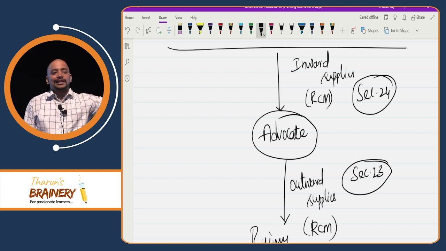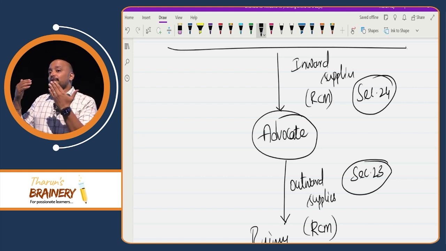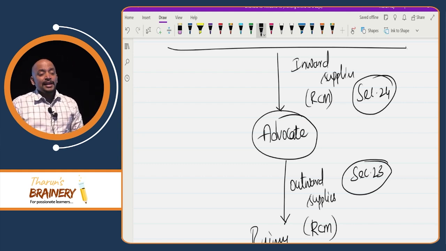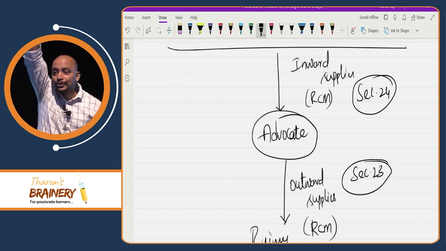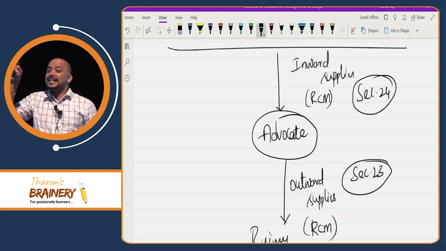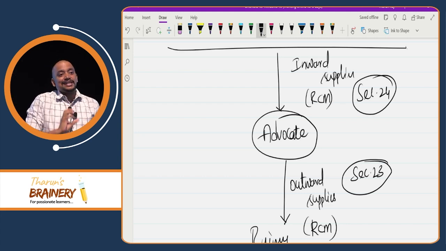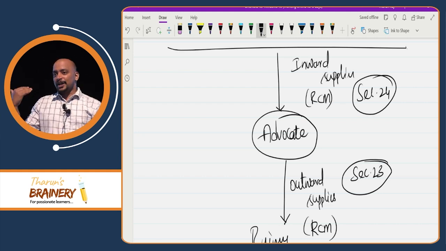Even though they are covered under compulsory registration, they are not required to register, because section 24 uses the word notwithstanding anything contained in section 22. They did not use the word notwithstanding anything contained in 23. That's the reason why 23 is an independent section. So 23 will override 24.